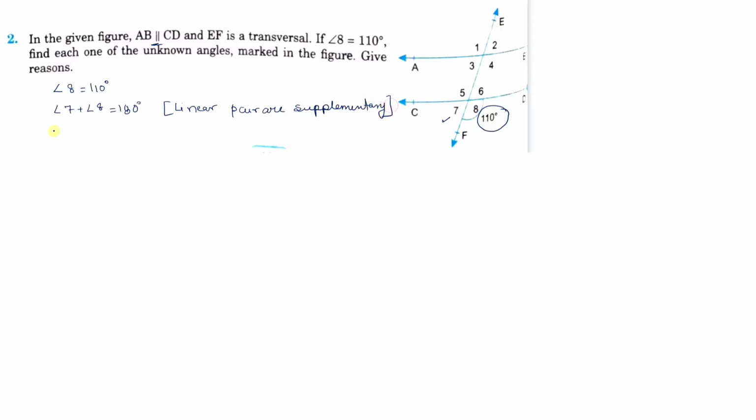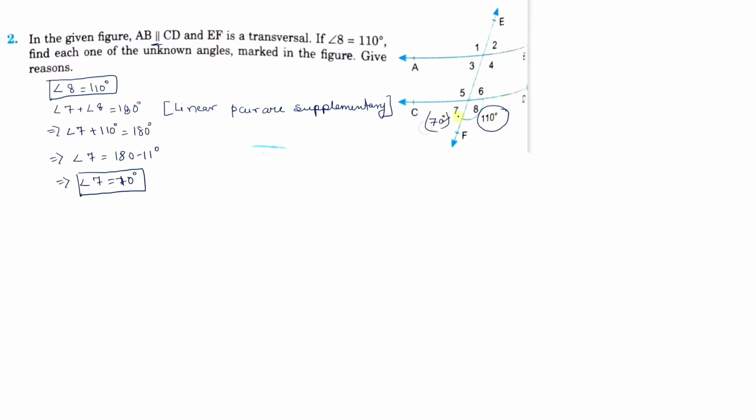Next, find out the value of angle 7. Angle 7 plus 110 equals 180. So the value of angle 7 will be 180 minus 110, that is 70 degree. So the angle 7 is 70 degree. Box it. Okay. We have got the value of angle 7. Write down in figure, that is 70 degree.